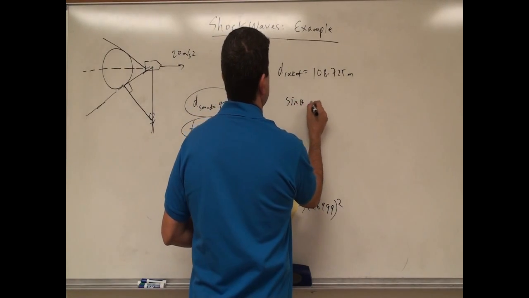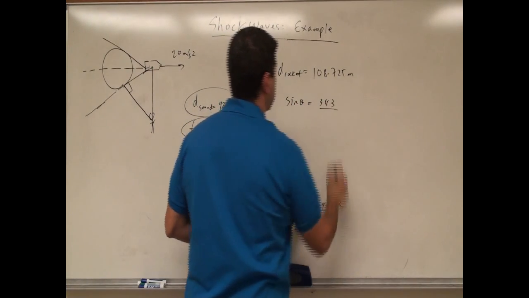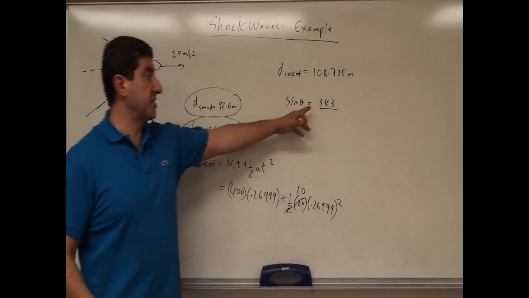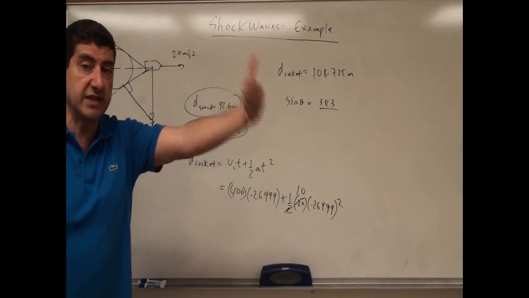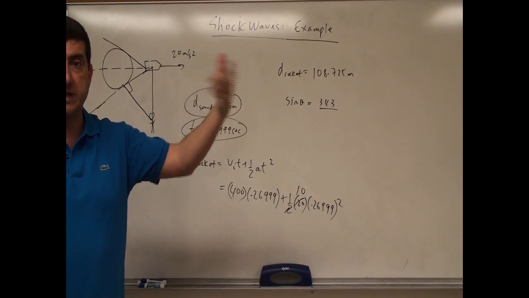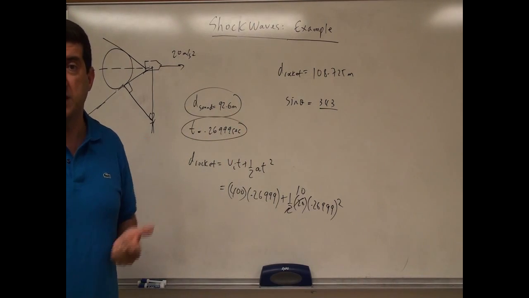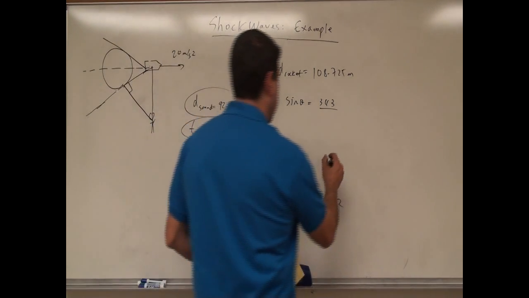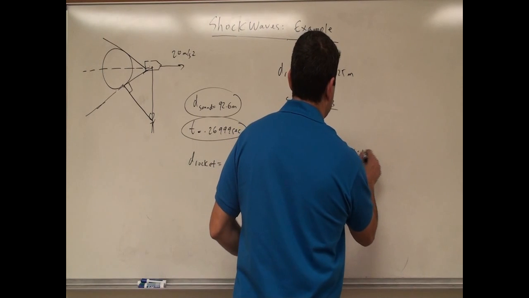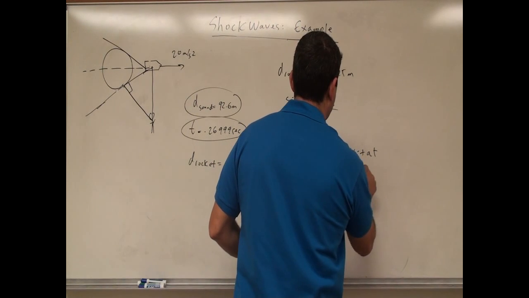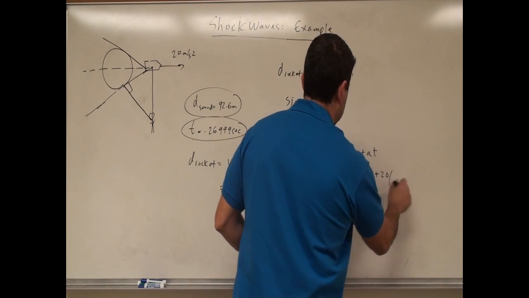Sine of theta is going to be 343 over, we have to divide the velocity of the sound by the final velocity of the rocket. Well, if the rocket is accelerating, the final velocity of the rocket is not 400 anymore, right? So we have V final is V initial plus at. Then we put here 400 plus 20.